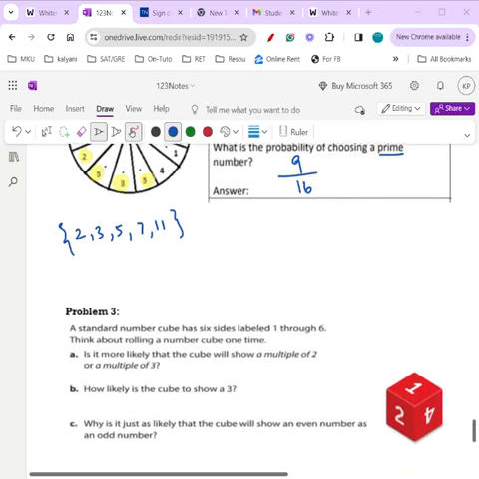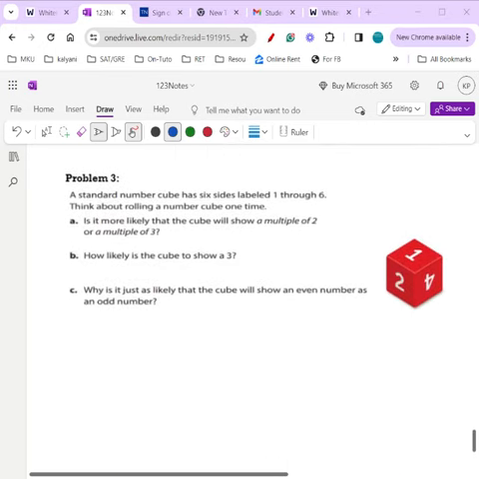Okay, moving on. Again, same with probability, but this time you have a dice. When you roll a dice, what possibilities can you get? You can get 1, 2, 3, 4, 5, 6. So when you roll the dice, there are 6 possibilities.